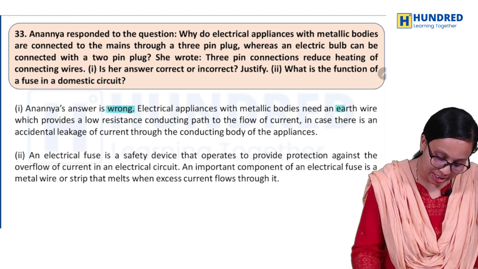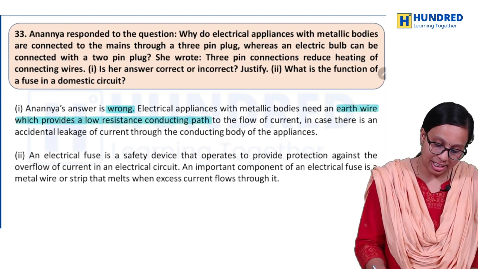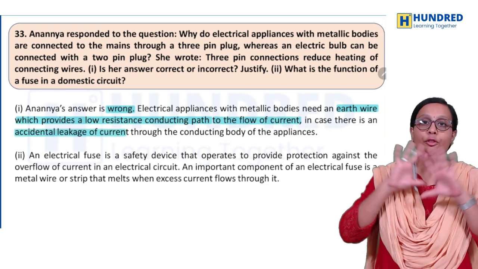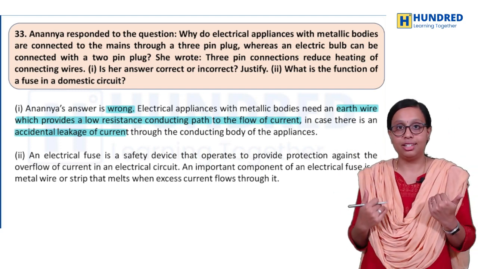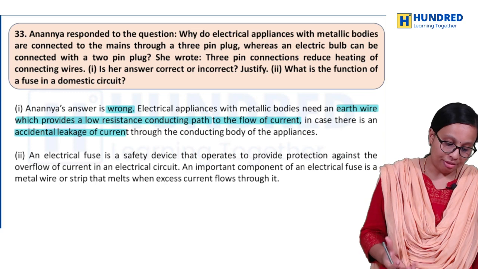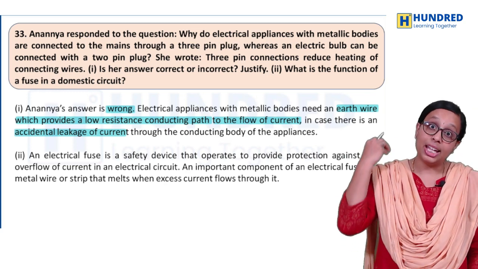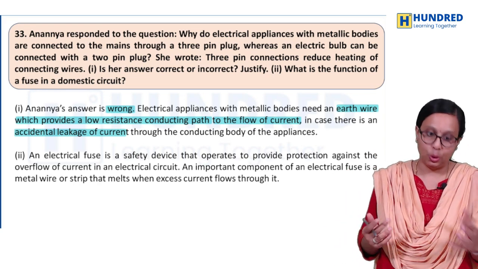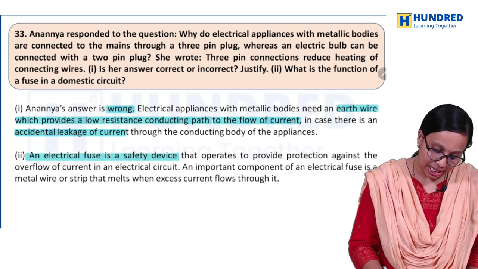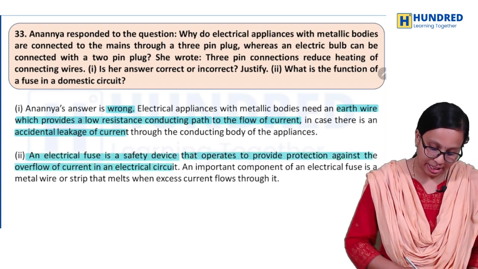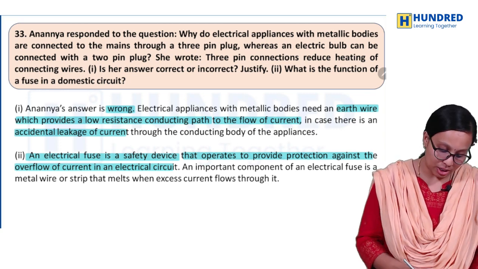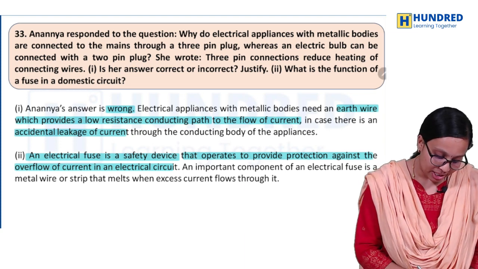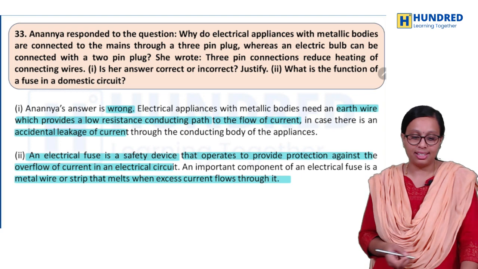So it has got an earth wire which provides a low resistance conducting path to the flow of current if there is an accidental leakage, and to prevent it from conducting in the metal and to protect us from the electric shock. And then, what is the function of a fuse? It's also a safety device. If there is excess current, this fuse will melt and it will protect the other appliances from getting overloaded. So it is a safety device to provide protection against overflow of current. It is a very important component because that will melt and will protect all the other appliances. So how is it working? It's a metal wire or strip that melts when the excess current flows through it.